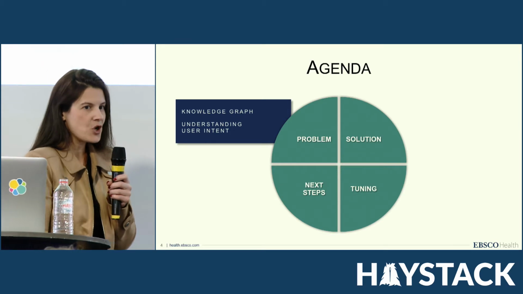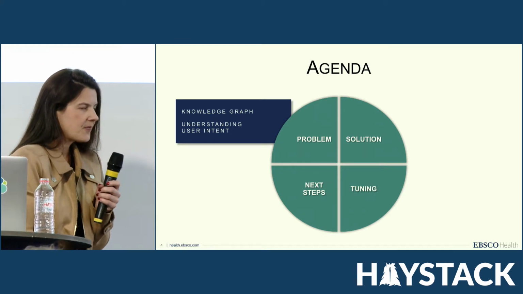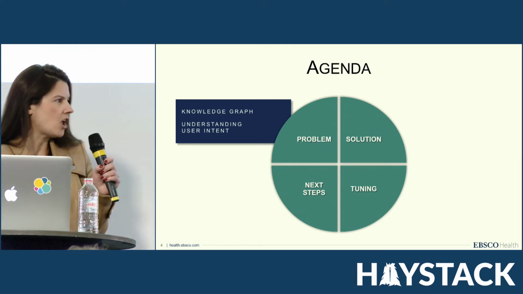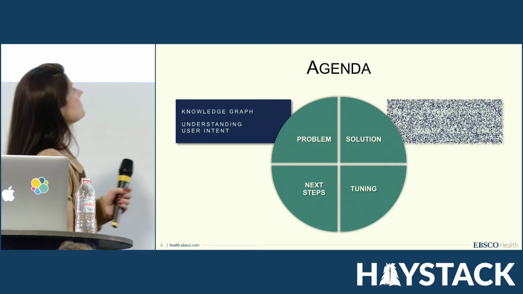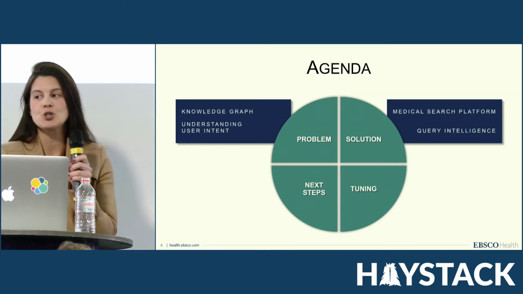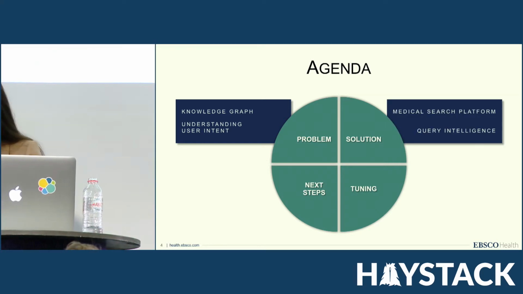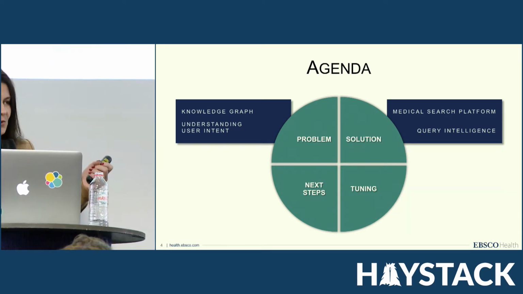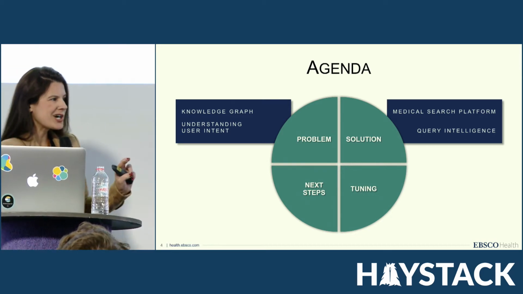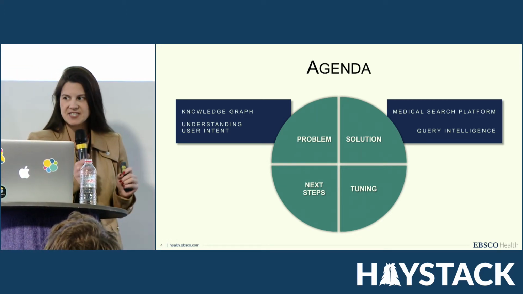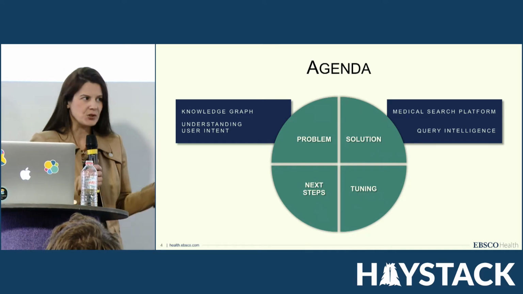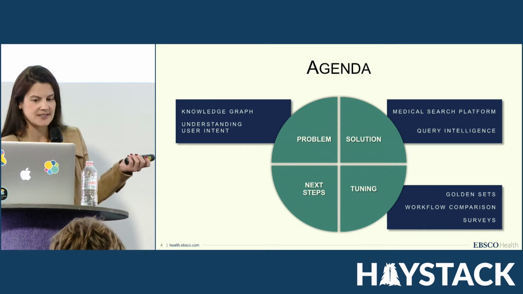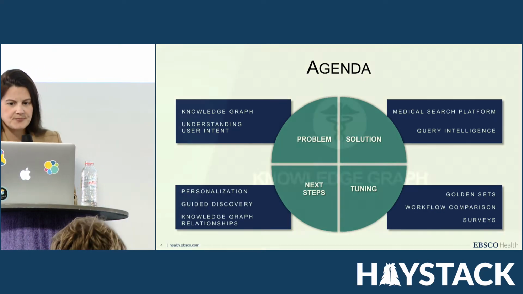So I'm going to start off with an overview of our knowledge graph. I'm going to talk about the challenges that we face when we rely solely on the knowledge graph for user intent. I'm then going to talk about two applications that I built to address these challenges. The medical search platform and query intelligence work together to construct runtime-specific search strategies based on user intent. I'm then going to talk about how we tune these strategies and then also what's on our roadmap.